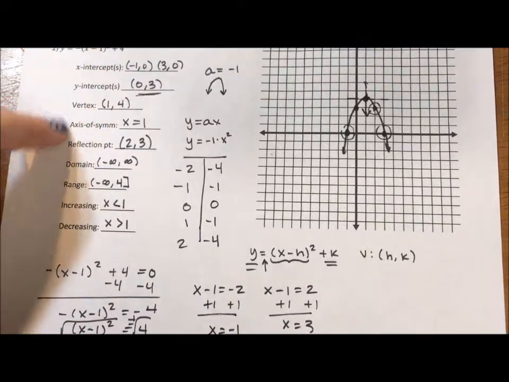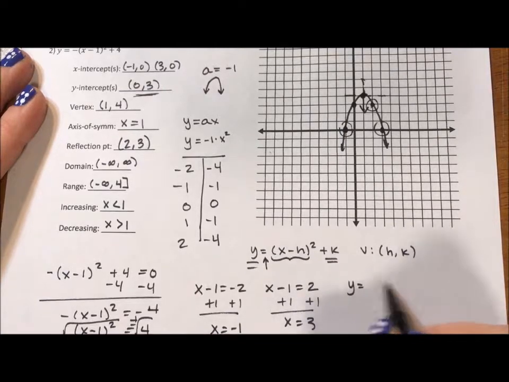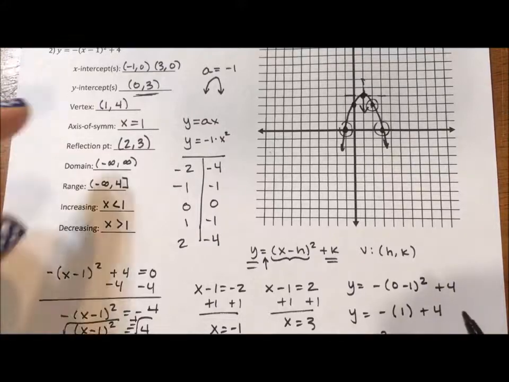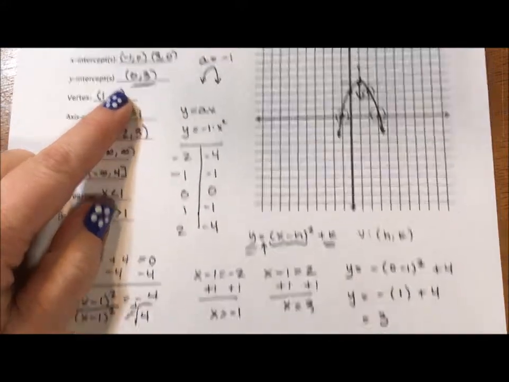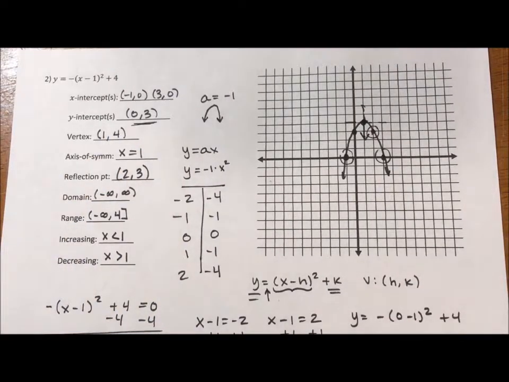As for the y-intercept, we get the y-intercept by setting x equal to 0. So we say y equals negative (0 minus 1) squared plus 4. Y equals negative 1 plus 4, which is a 3. And that's what we have for our y-intercept, 0, 3. So we can do it either way.